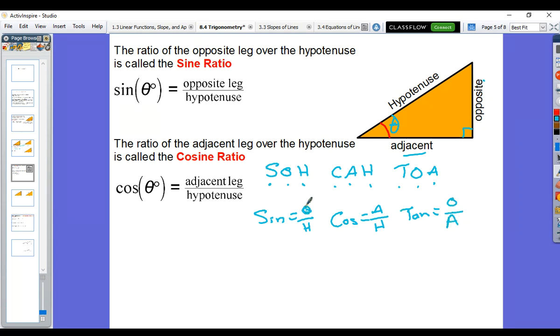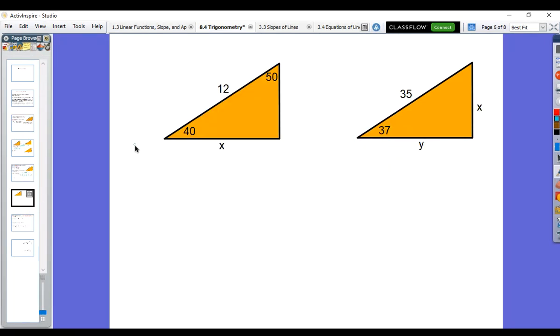So let's work these out and try them. Let's look at our examples. On here, we are looking for this x. It doesn't matter which angle you pick, but I'm going to go with this 40 just because it's down here. So this is our reference angle, our theta. This means this is our opposite side, making x our adjacent side, and of course 12 is our hypotenuse.